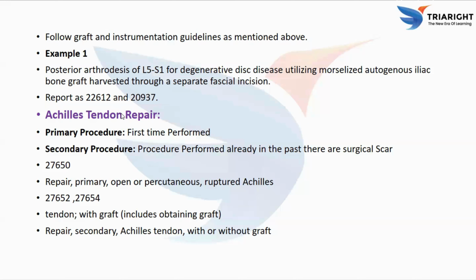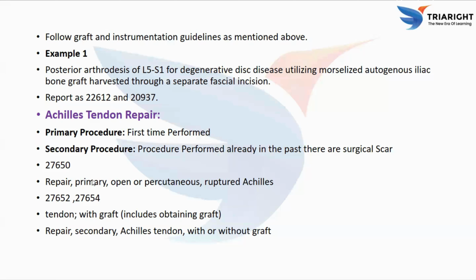So next is Achilles tendon repair. So what is Achilles tendon repair? A surgical repair of a ruptured Achilles tendon at the back of the ankle. Primary procedure versus secondary procedure. In a primary procedure, which is a primary repair, a first-time repair, there is no previous surgery, no old surgical scar. Whereas in a secondary procedure, this is a re-repair, prior surgery was already done and scar tissue is present.